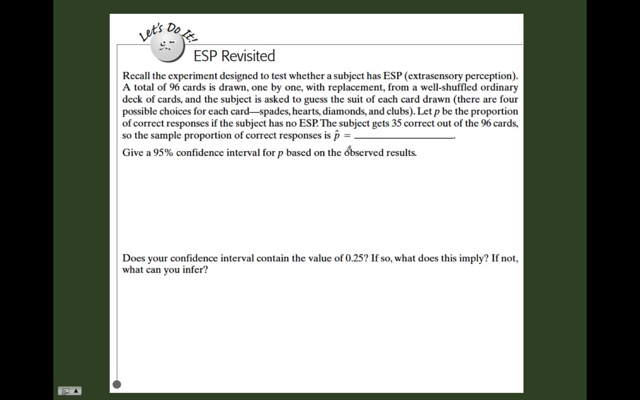So what's the p hat value? Well, the p hat value, the sample proportion, is 35 out of 96, and that's about 36.5%, or about 0.365. So the 95% confidence interval is going to be 0.365 plus or minus z star for 95%, which is about 1.96, times our standard error.